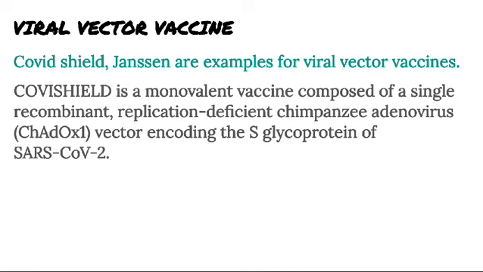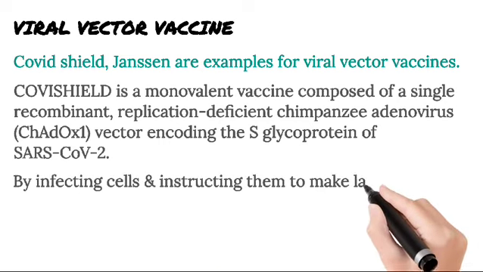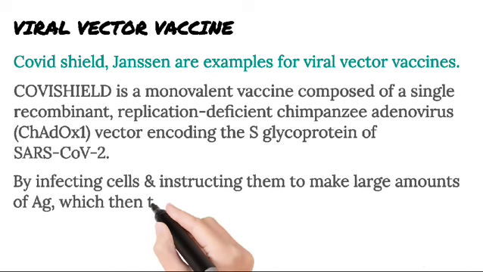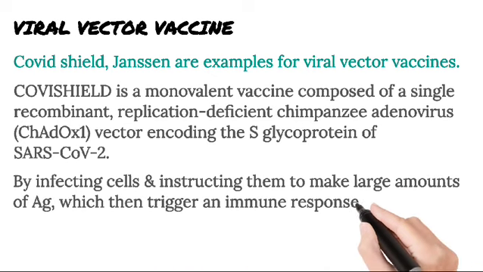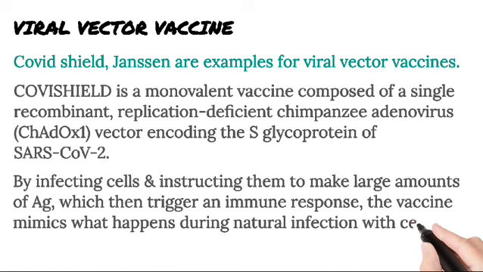Viral vector-based vaccines differ from most conventional vaccines in that they don't actually contain antigens, but rather use the body's own cells to produce them. By infecting cells and instructing them to make large amounts of antigen, which then trigger an immune response, the vaccine mimics what happens during natural infection with certain pathogens, especially viruses.